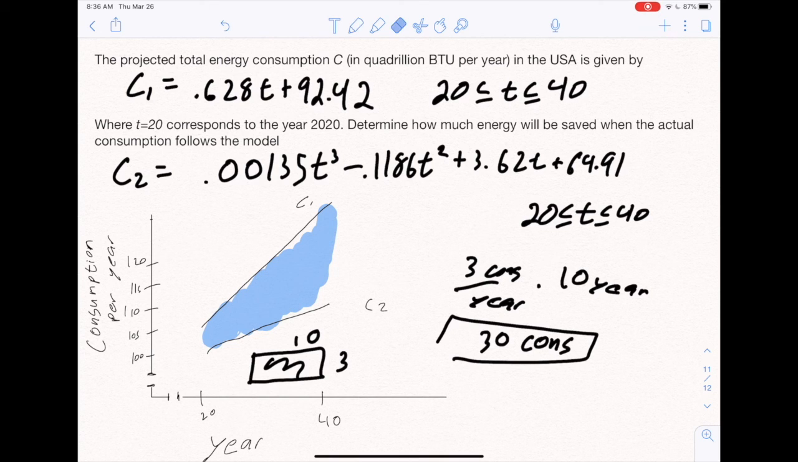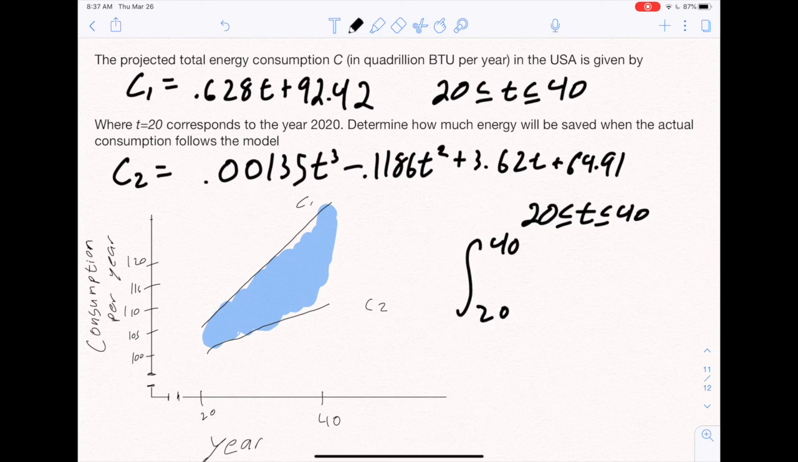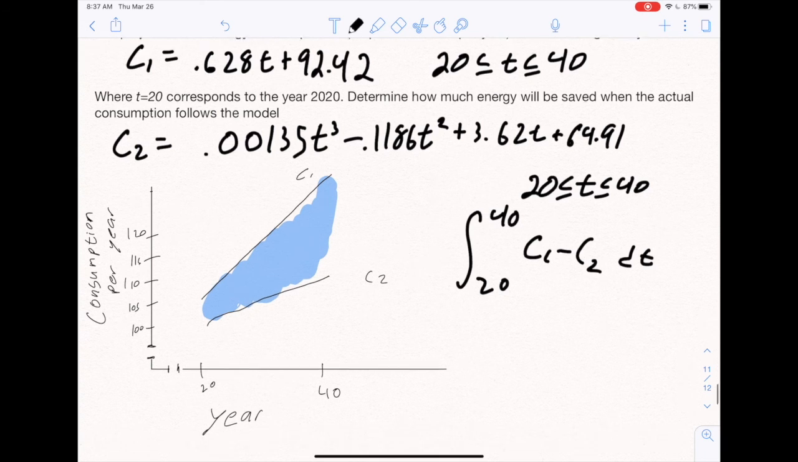And that's why, even though it seems weird that area could give us just a solid thing like consumption, if we want to find the amount of energy saved, we just take the integral between two curves. So if we want to solve this integral, we take the integral from 20 to 40, remember because our endpoints are 20 and 40, of C1 minus C2 dt. That's because C1 is bigger than C2, and dt because our variable is t in years.